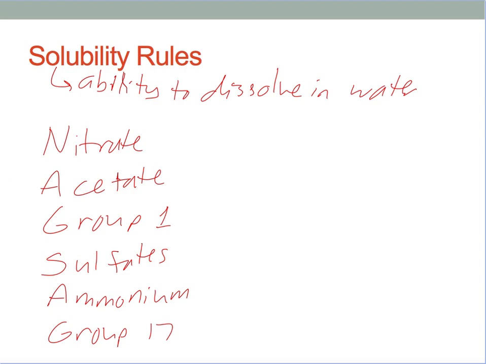There are a couple of exceptions. One of them I'm going to call PMS. PMS stands for P is lead, M is mercury, and S is silver. Okay, these are your heavy metals. When your heavy metals are bonded to either the sulfates or group 17, they are insoluble.